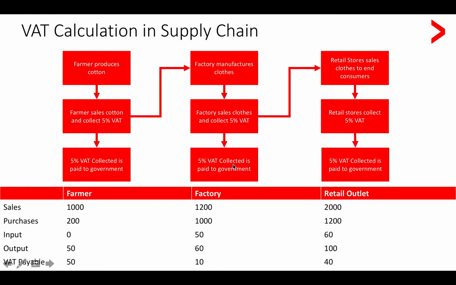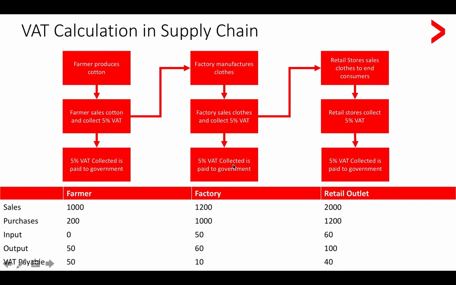So let's take an example where we have a supply chain starting from the farmer and ending at the retail store. The farmer is the one who produces cotton. This cotton is then sold to a factory, which then manufactures clothes. These clothes are then sold to a retail store, which sells clothes to the end consumers. In this example, all of them are registered for VAT, and the VAT percentage is 5%.